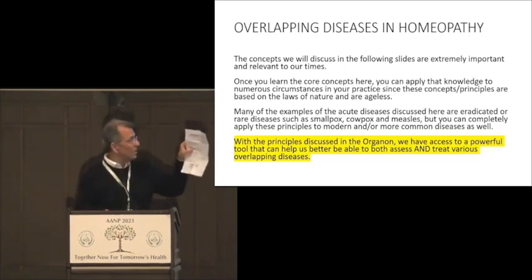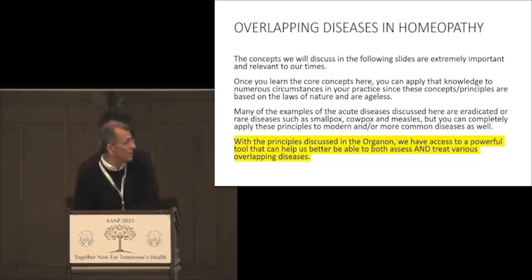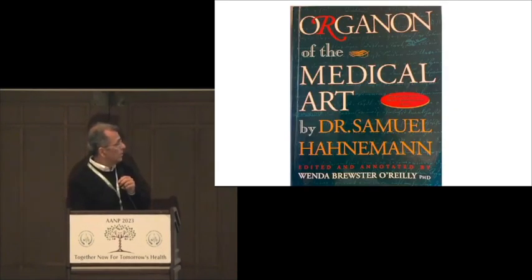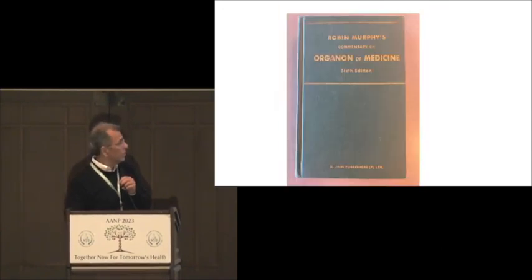So this is it. We're going to start talking about this, but let me just point out something. With the principles discussed in the Organon, which we're going to cover right now, we have access to a powerful tool that can help us better assess and treat various overlapping conditions. This is the Organon, of course, a book written by Dr. Hahnemann over 200 years ago, the person who started homeopathy. He was a medical doctor, as you know.